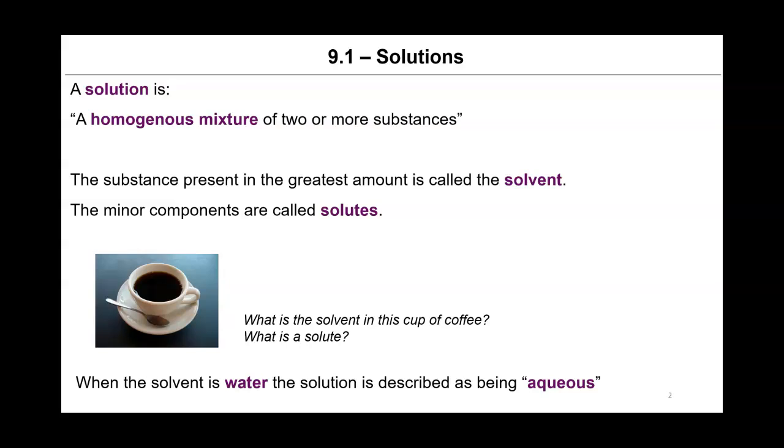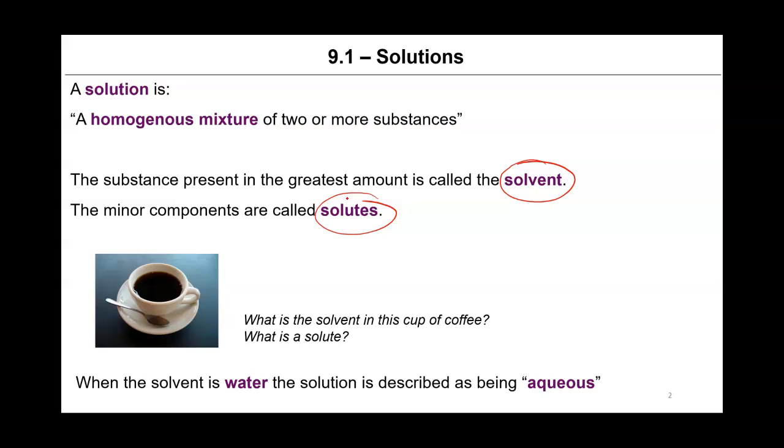So a solution is an example of a homogeneous mixture and is composed of two or more substances. There will always be one substance present in the greater amount, and we call that substance the solvent. And then there'll be one or more minor components, which we call the solutes.